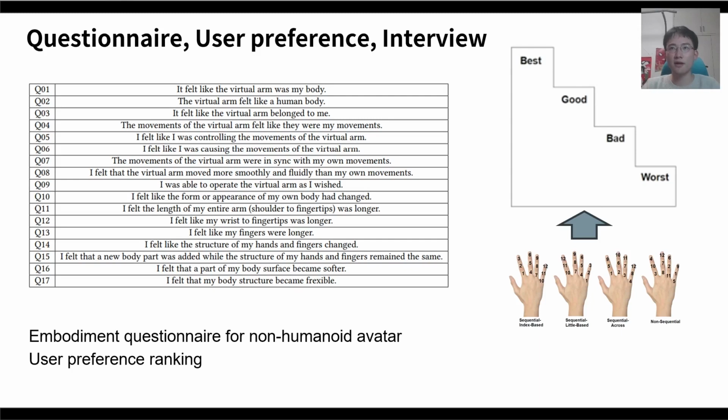After completing the pose imitation task, participants responded to a questionnaire about the embodiment of a non-human avatar. In addition, after experiencing all four conditions, participants were asked to rank them. We then interviewed them about the strategies they used during the task and the reasons for their preferred rankings.